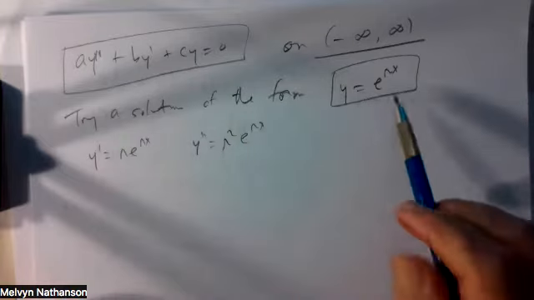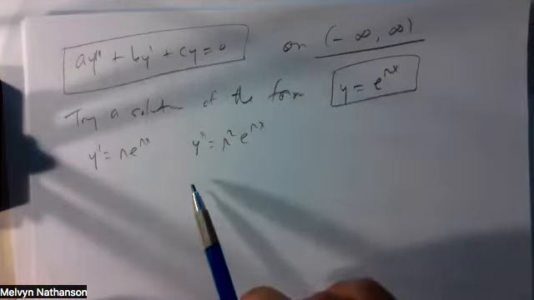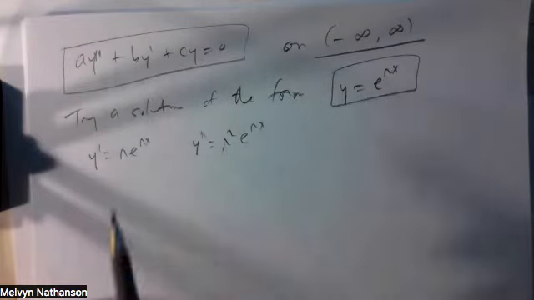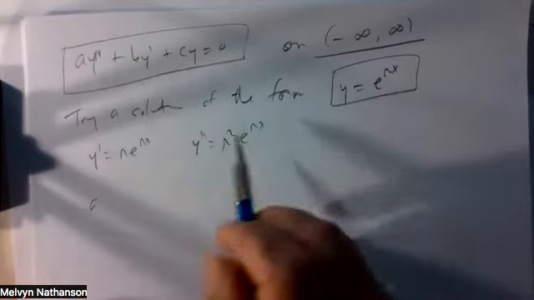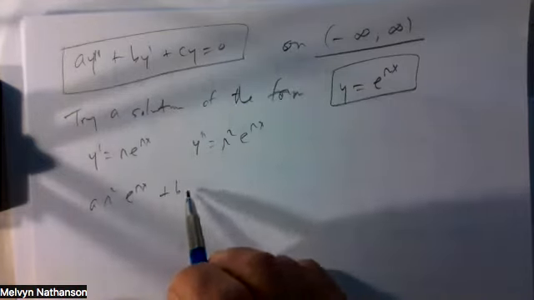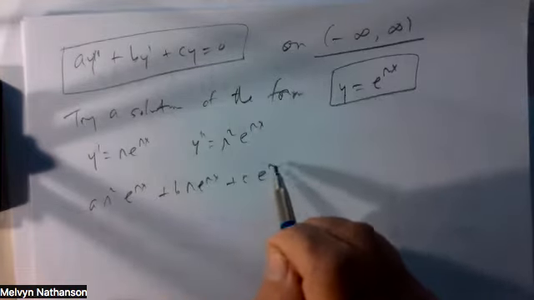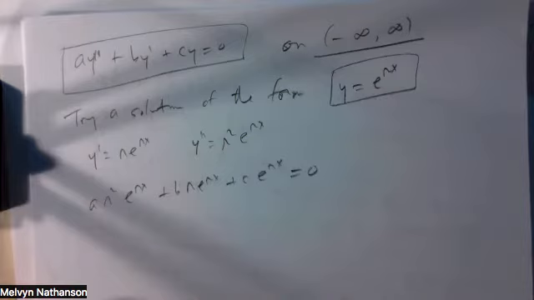So the question is, is there some number r such that this function solves this differential equation? If you plug this into the equation, you get a r squared e to the rx plus b r e to the rx plus c e to the rx has to be 0.